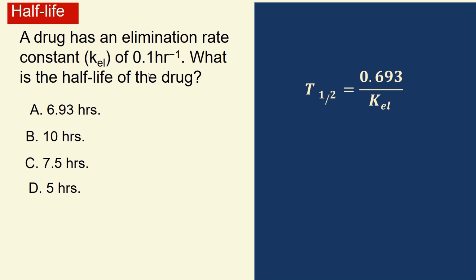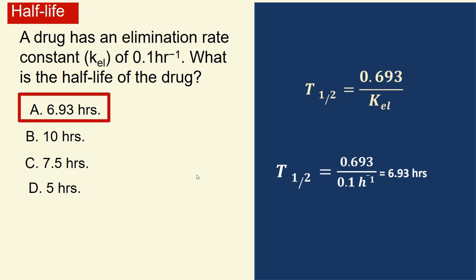The larger the elimination constant, the more rapidly the drug is eliminated. In this case, calculate the half-life using the elimination constant. You can pause the video and find the answer. All right, the correct answer here is 6.93 hours. Just plug in the elimination rate constant that is given, 0.1 hours inverse. So 0.693 divided by 0.1 gives you 6.93 hours. That's the fastest way to calculate half-life using the elimination rate constant.